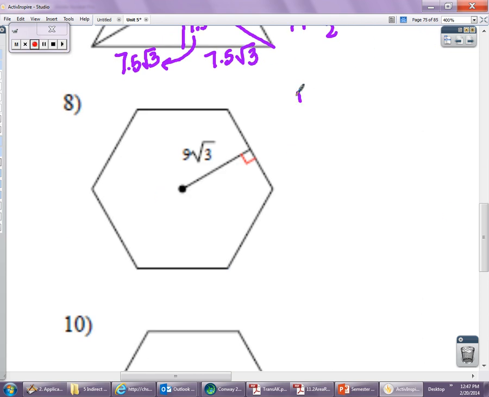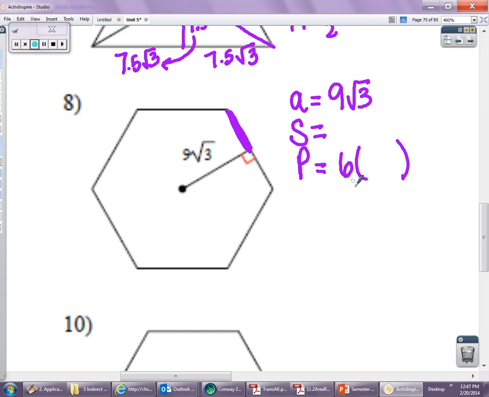In number 8, you're given the apothem, so you just have to work backwards, and you have to find a whole side. So when you work backwards, you're going to be finding this side here, but you're going to have to double it to find a side. Then find your perimeter using that side, 6 times whatever you get for your side. And then use your formula 1/2 apothem times the perimeter.